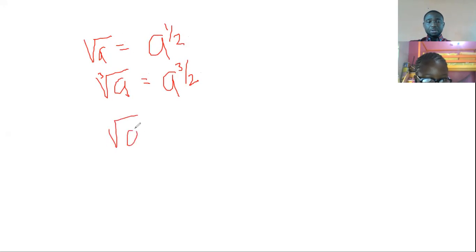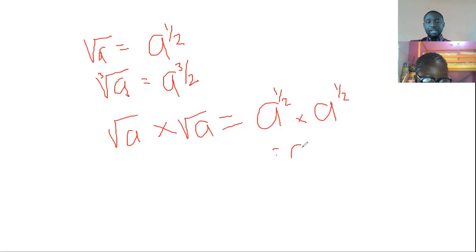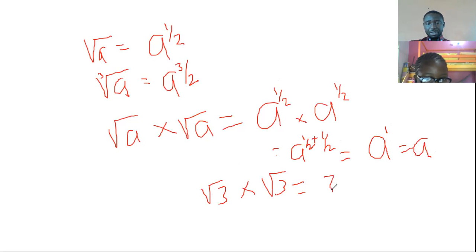That's why when we have root A multiplied by root A, it's the same thing as A raised to the power of 1 over 2 multiplied by A raised to the power of 1 over 2. Now that gives you A raised to the power of 1 over 2 plus 1 over 2. That becomes A raised to the power of 1, which is A. That's the reason why, in your calculator, when you have root 3 multiplied by root 3, the answer is 3, because it obeys that law: when you have the root of any number multiplied by the root of the same number, it gives you the value of that same number. Do you understand that, please?